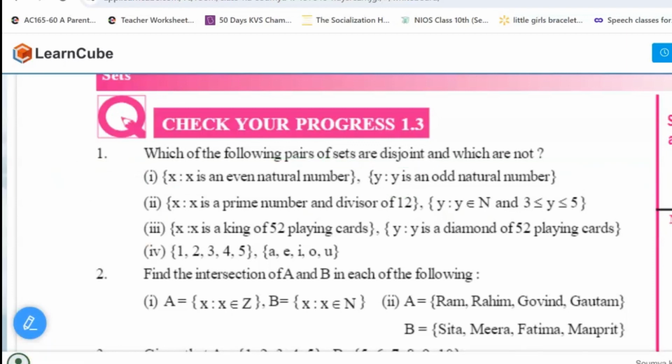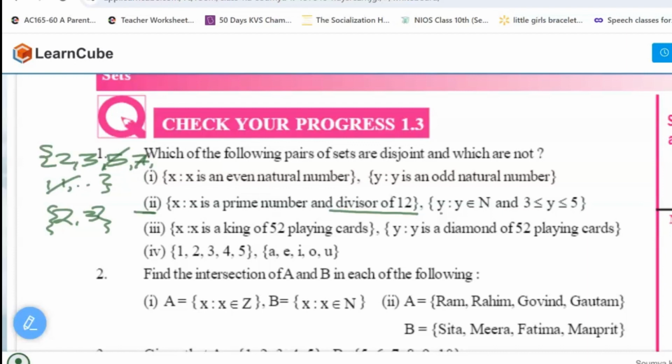Next, the second question: x is a prime number and a divisor of 12. Let's first find the prime numbers in the list: 2, 3, 5, 7, 11, and the list goes on. And then divisor of 12, that means it should divide 12. So 2 and 3 are possible; 5, 7 not possible; 11 also not possible. So we can take 2 and 3 out of this list. These are the two numbers that we got in the set, and the list goes on.